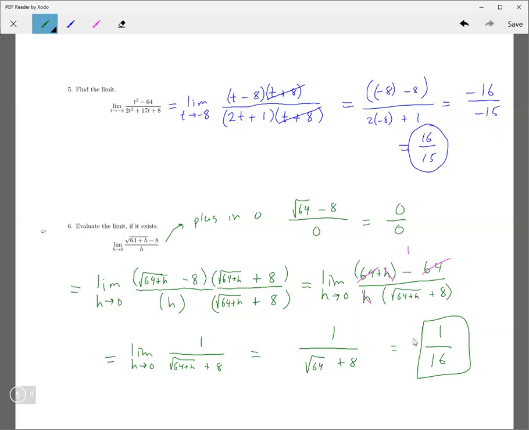Can you explain again why we get the square root of 64, and why the h disappeared right here? Because it's 0? Yes, I plug in a 0 for h. Okay, yeah, I got it now.